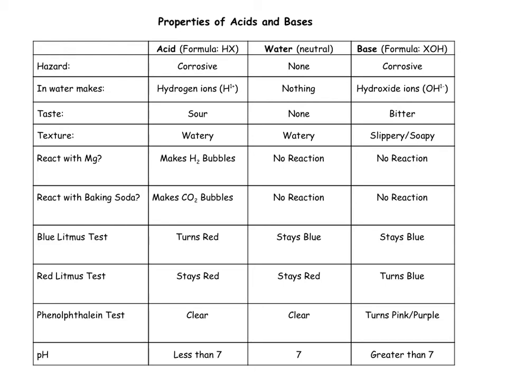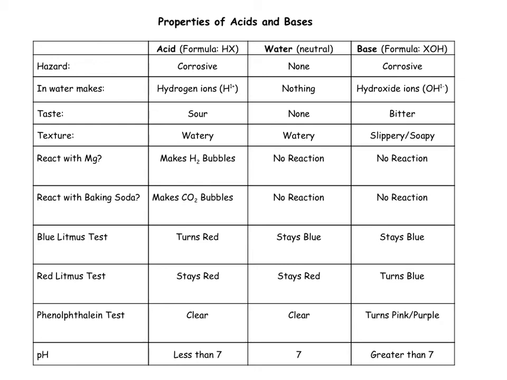If you have a solution and you take some blue litmus and dip it in and it stays blue, then that means it might be neutral or it might be a base. So that's why you have the red litmus as well. If you dip in some red litmus and it stays red, but your blue litmus stayed blue, then you know you have a neutral solution.